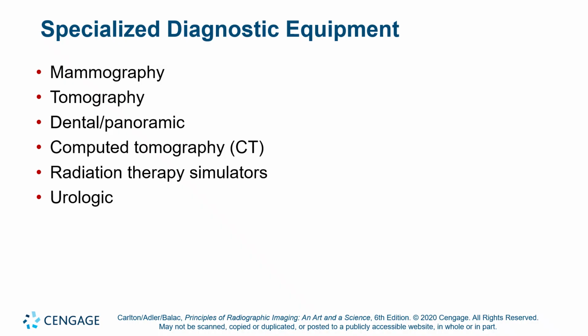And then specialized diagnostic equipment: your mammography, your tomography, your CT machine, but also some of the X-ray tubes do have a tomographic function. Your dental panoramic is also a tomogram, but it's a unitasker. It can only do the mandible typically. And then radiation therapy simulators. That's typically a CT scanner with some special software included.